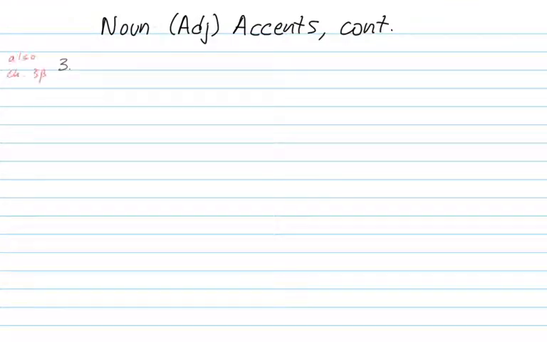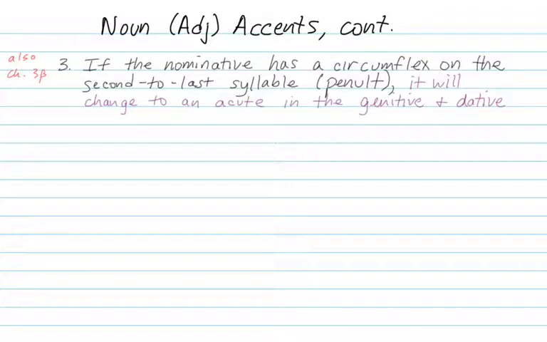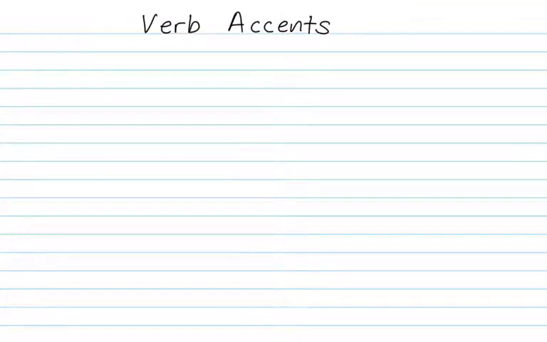There are a few more noun rules that we will also learn in Chapter 3 Beta. So, for example, if the nominative has a circumflex on the second to last syllable, i.e. the penult, it will change to an acute on the genitive and dative. So, ho oikos becomes tou oikou in the genitive, and tô oikô in the dative, but then back to ton oikon in the accusative. Let's take a moment now to talk about verb accents.